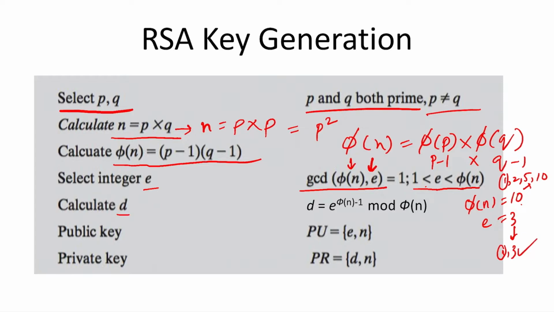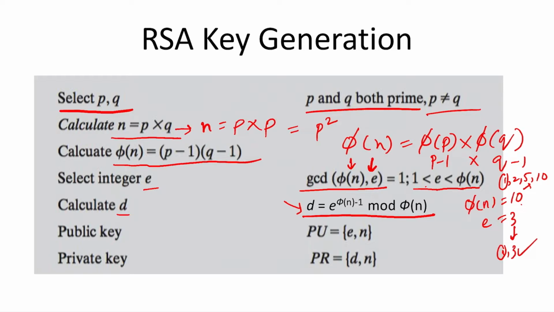To calculate d, we plug in the public exponent and the Euler's Totient function of n into this formula, which is e raised to power phi of n minus 1 mod phi of n. And we will not go into detail on how to derive this formula. We will just refer to this formula to calculate the private exponent d.